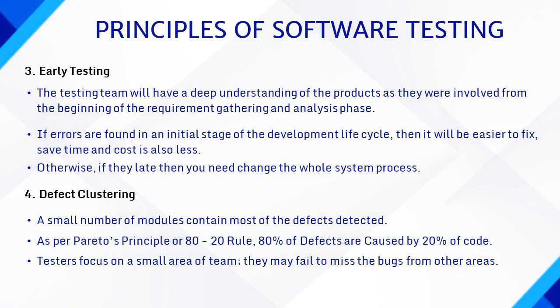The fourth principle is defect clustering. This means that in most cases a small number of modules contain the majority of the defects. According to Pareto's principle, or the 80 to 20 rule, about 80% of defects are usually found in just 20% of the code. So, testers often focus more on these high-risk areas. But at the same time, they need to be careful not to ignore other parts of the software because defects can still appear anywhere.